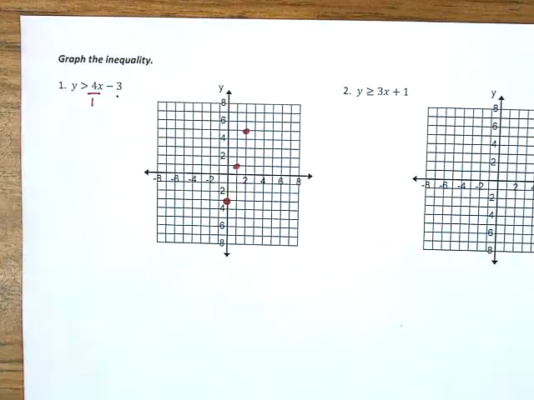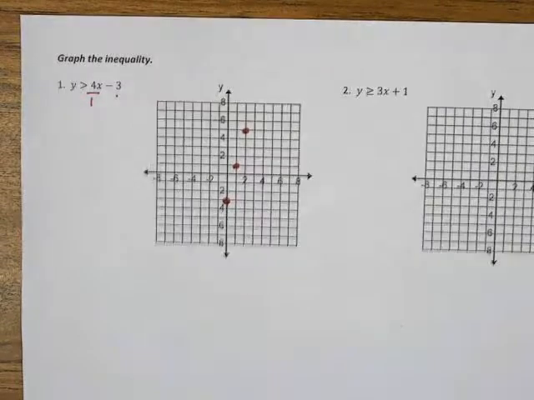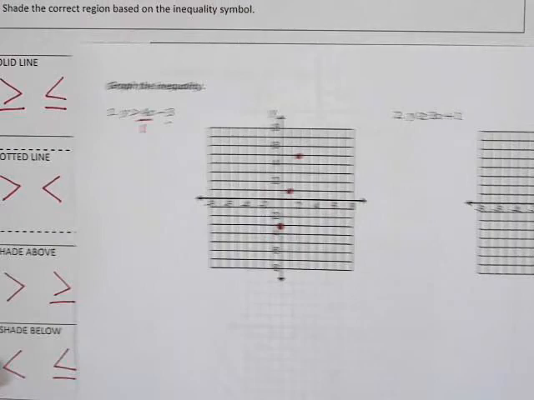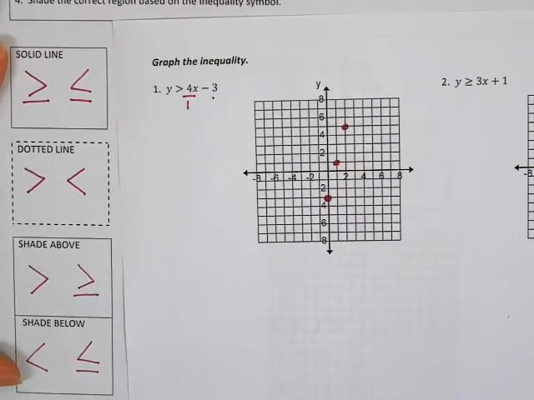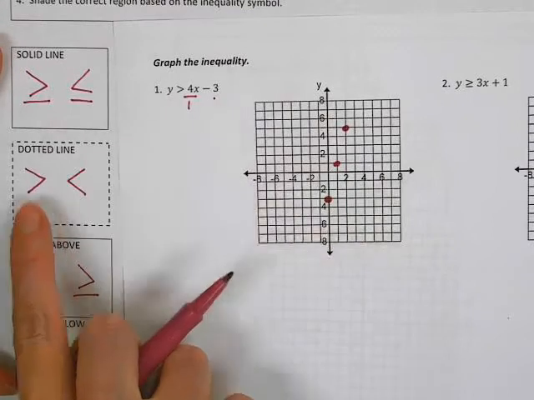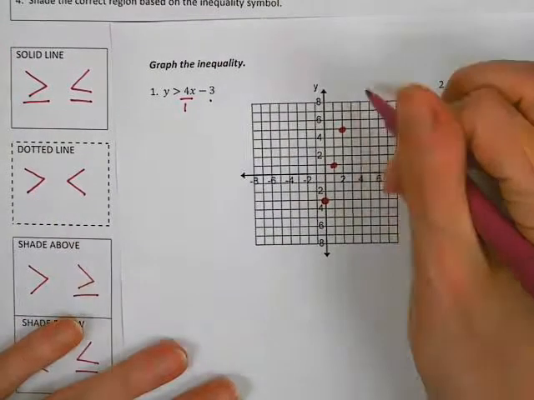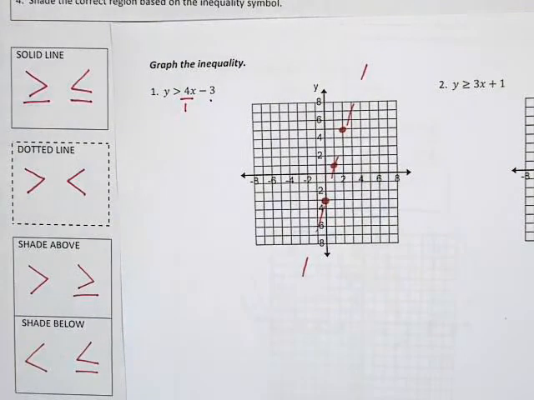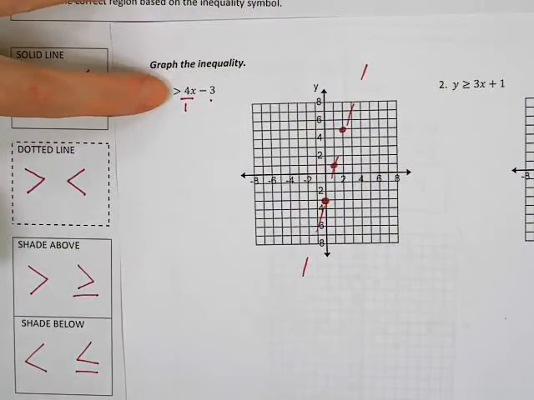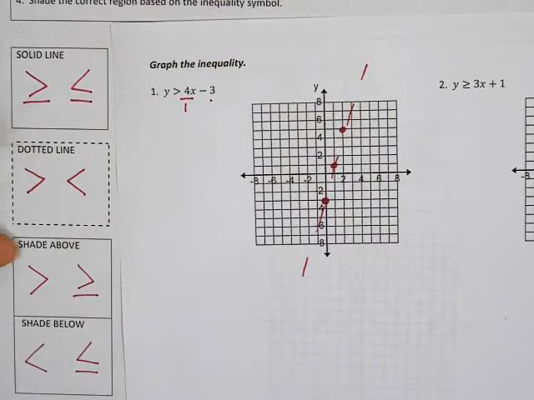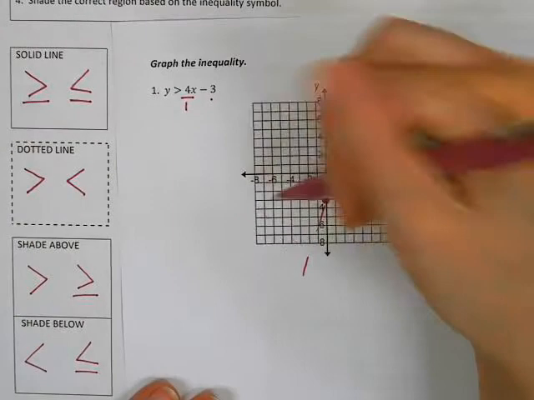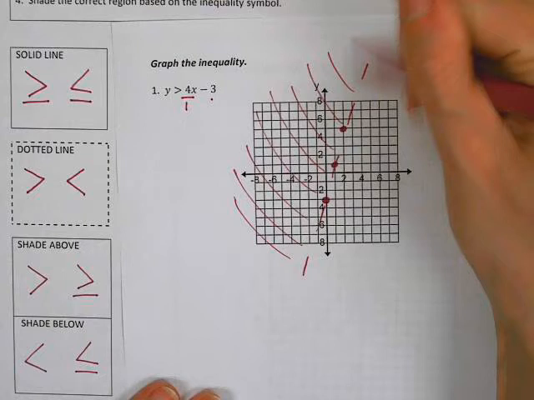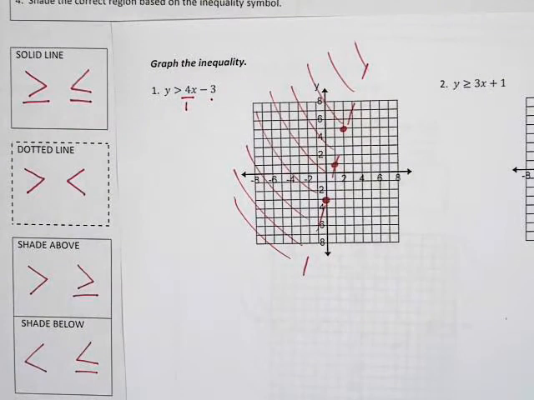Okay, now, dotted or solid line? Let's look at our rules here. If it's just greater than, it's a dotted line. Okay? And then because it's greater than, greater means we shade above. So we shade all this section above the line.